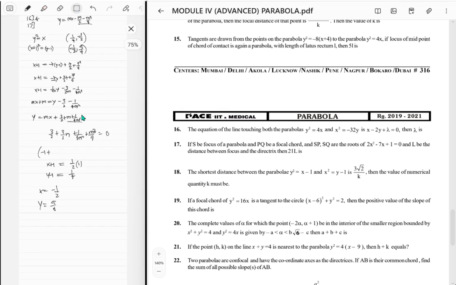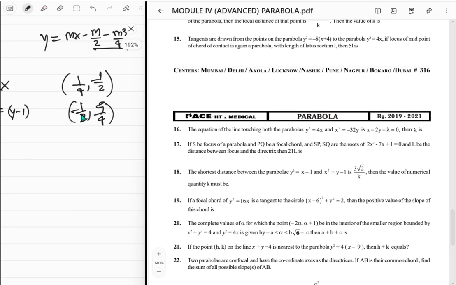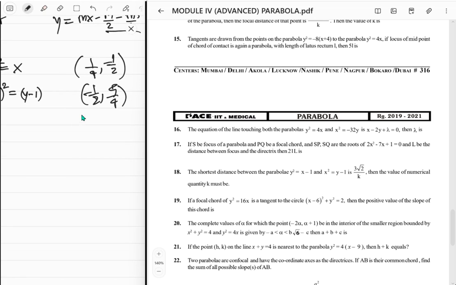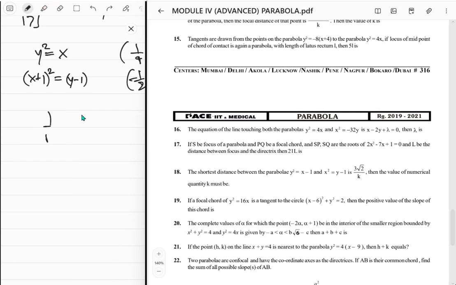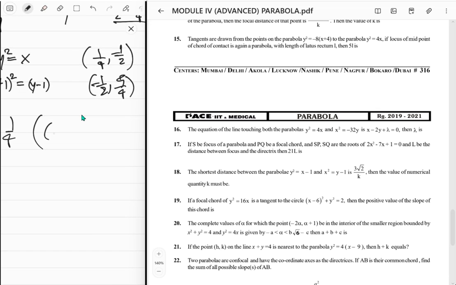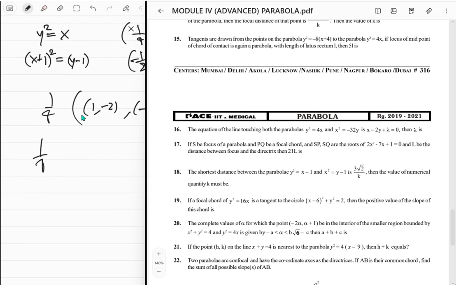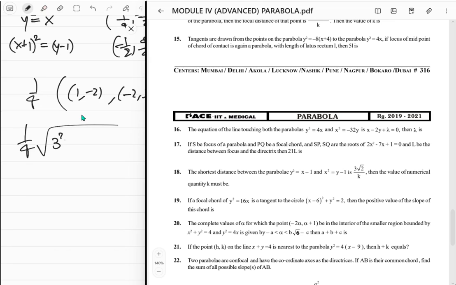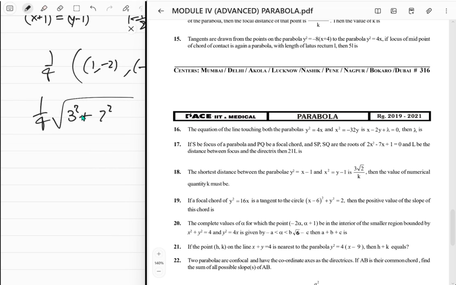Right, now we can figure out the distance. Maybe there was some other method, I don't know. So the distance between these is like 1 upon 4 of the distance between 1 comma negative 2 and negative 2 comma 5, right? So it's going to be 1/4 square root of 3 square plus 7 square, I think. So that's going to be 49 plus 9, which is 58. So 1/4 square root of 58.